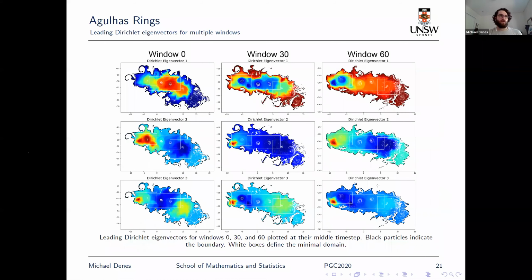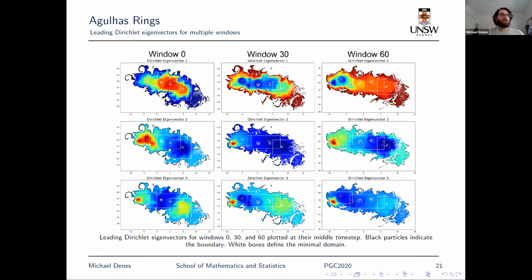So the first thing we need to do, if we think about the method again, is compute the triangulations, compute our stiffness and mass matrices, and then solve an eigenproblem. For those familiar with eigenproblems, we get a whole number of eigenvectors, and then we can visualize those eigenvectors by coloring the particles by their eigenvector value. So we can see that the first eigenvector for the first window shows that this region of the fluid, the dark red region, minimally mixes with the blue region.